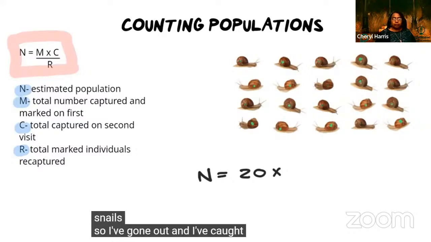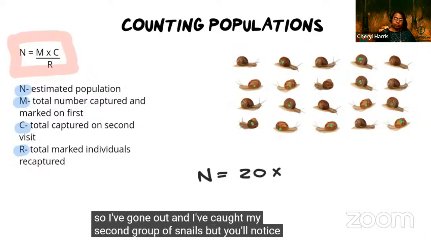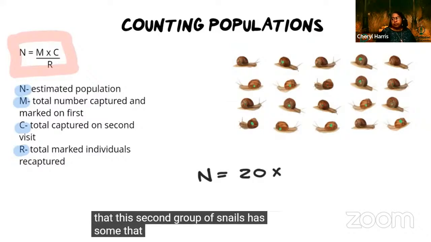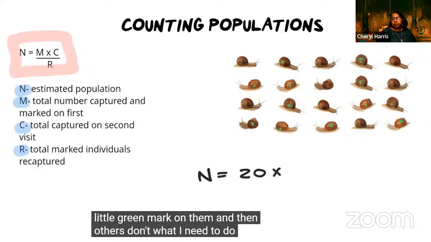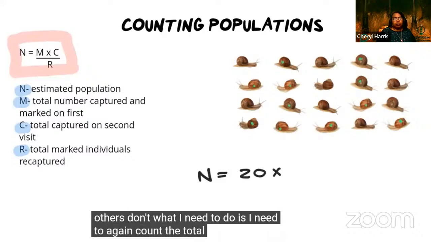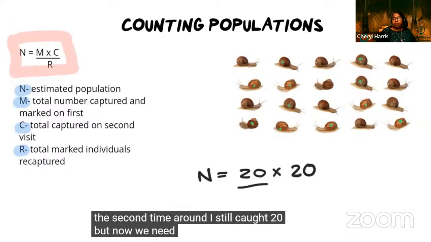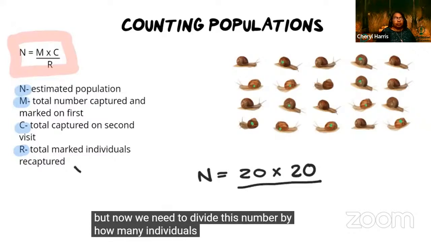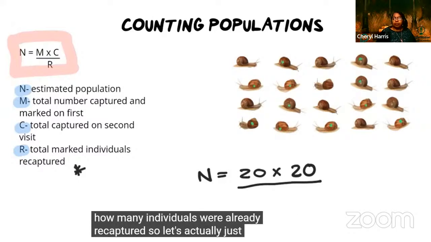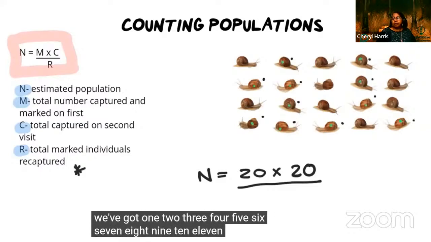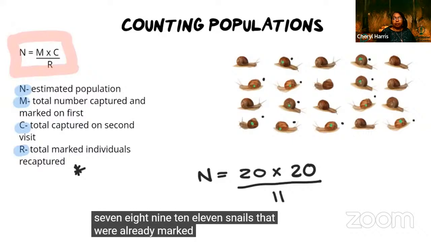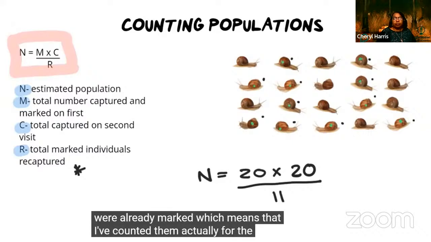So I've gone out and I've caught my second group of snails, but you'll notice that this second group of snails has some that are counted and already have a little green mark on them, and then others don't. What I need to do is again count the total population that I've caught the second time around. So the second time around, I still caught 20, but now we need to divide this number by how many individuals were already recaptured. So let's actually just count. We've got 1, 2, 3, 4, 5, 6, 7, 8, 9, 10, 11 snails that were already marked, which means that I've counted them actually for the second time.